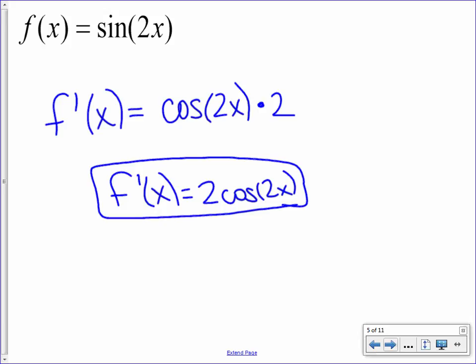So what would you do if you had something like the derivative of sine of 2x plus 3? Would you angle, and then the derivative of the inside would be a product. Okay? We might, if we have time, look at one like that.